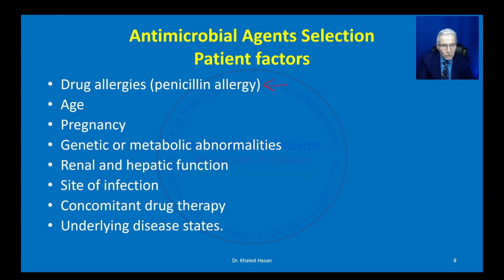Age of the patient, because we know that with increasing age, the liver function will decrease and the kidney function will decrease. Pregnancy, we know that any medication may affect the fetus and may cause abnormalities, being fetotoxic. Genetic metabolism, we are also going to cover that. Renal and hepatic function, site of infections, concomitant drug therapy. Here we talk about drug-drug interaction, a very important topic in pharmacology. Underlying disease.